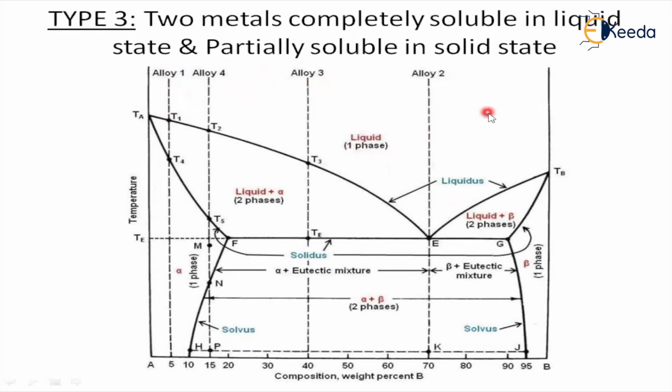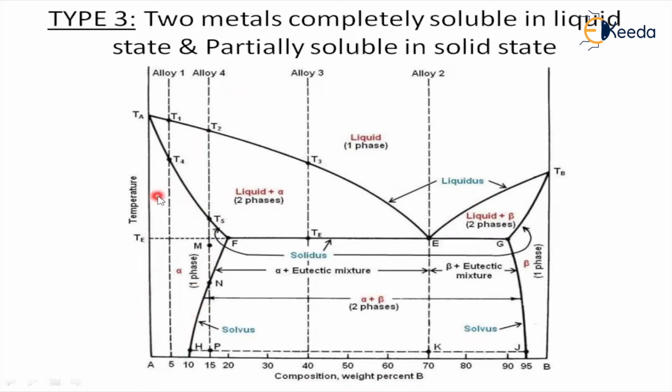This region, the top region, is represented as a liquid region. Anyway, this phase diagram is drawn between temperature versus composition, that is the weight percentage of B. And the top portion is represented as a liquid phase, that is a single phase. And this phase is represented as liquid plus alpha. Alpha means the first solid, so two phases here. And the right portion, this portion is represented as liquid plus beta. Here also two phases.